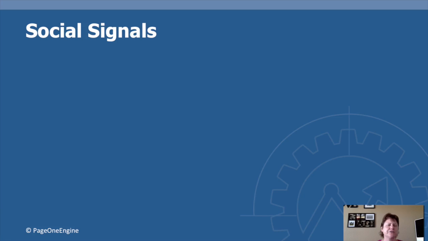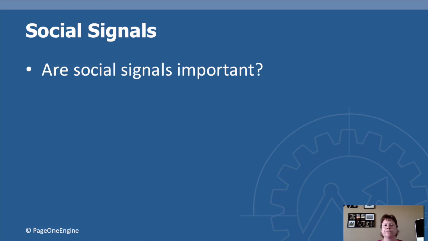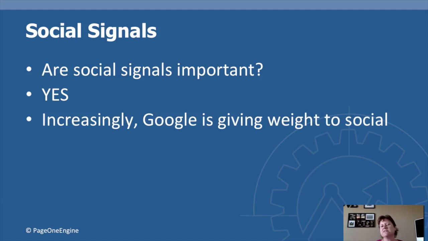Social signals are becoming increasingly more important in an SEO or optimization strategy. While we're not going to talk about it in depth in this particular module, it's something that you really, really need to take notice of. So, the first question, are social signals important? Yes, they are. They're important not only for an SEO strategy or an optimization strategy, they're important in every aspect of your online presence. Increasingly, Google is giving weight to social, meaning they are actually paying attention to what's happening. And when we talk about social, it's not just putting out a Facebook post or tweeting something. It's more about the interaction or the response to what you put out there.